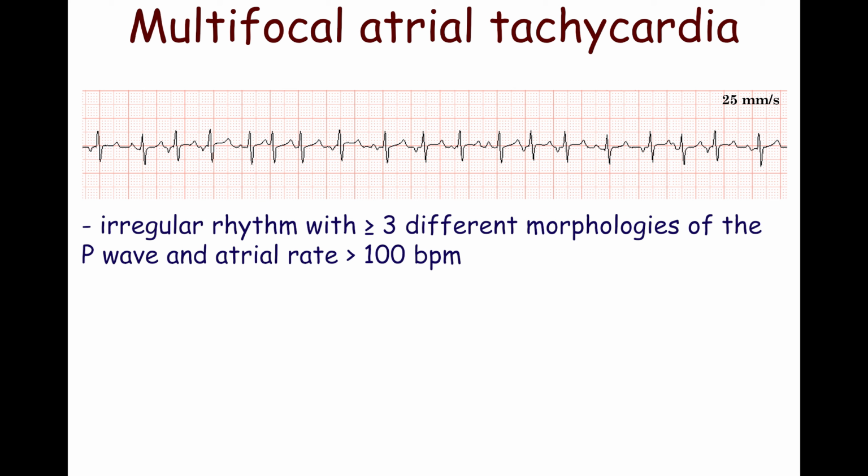Also, some variation in the PR interval is possible. This rhythm may be misinterpreted as atrial fibrillation, but the P wave precedes each QRS complex. There are at least 4 different morphologies of P wave on this ECG.